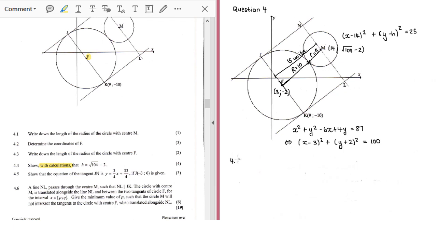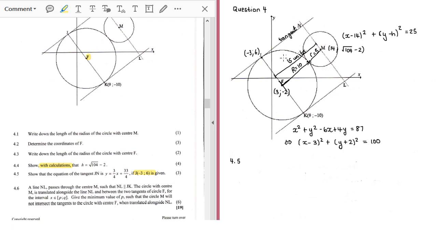Question 4.5. It says, show that the equation of the tangent JN is equal to this, if J is given as the coordinate (-3, 6). So we now have that the coordinate of J is given to us as (-3, 6). Okay, so what are they saying? They're saying that JN is a tangent.